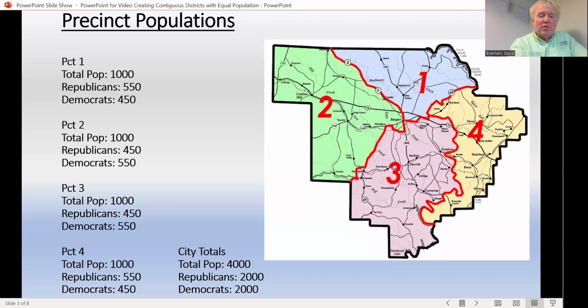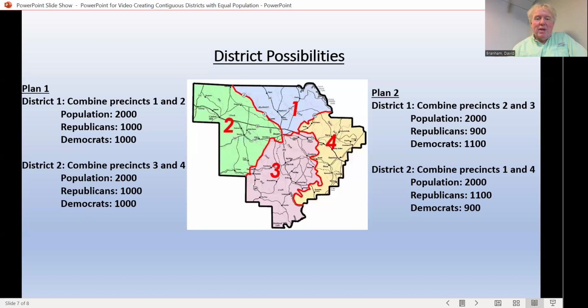If you look at the populations on the previous example, all I did when I put the two precincts together was combine the populations. 1,000 population comes to 2,000. Republicans would come to 1,000. Democrats would come to 1,000. That's all you have to do on that. So when you create your districts, and you put 2 precincts together to create a district, be sure that you add them together and put those population totals for your district into your plans. Okay?